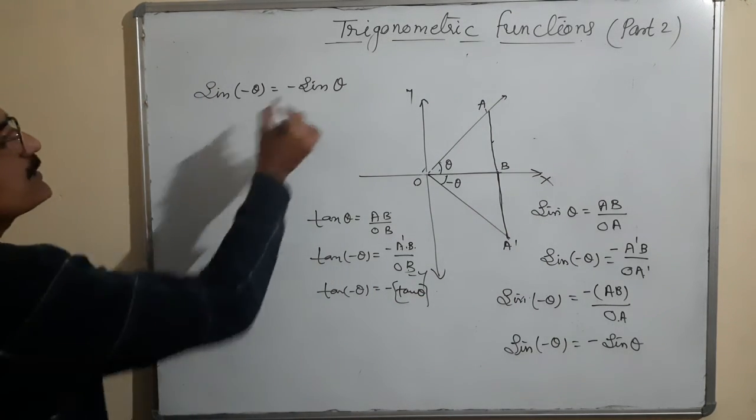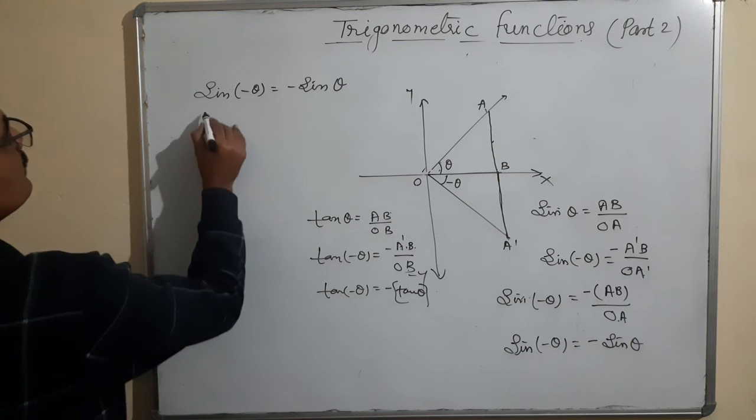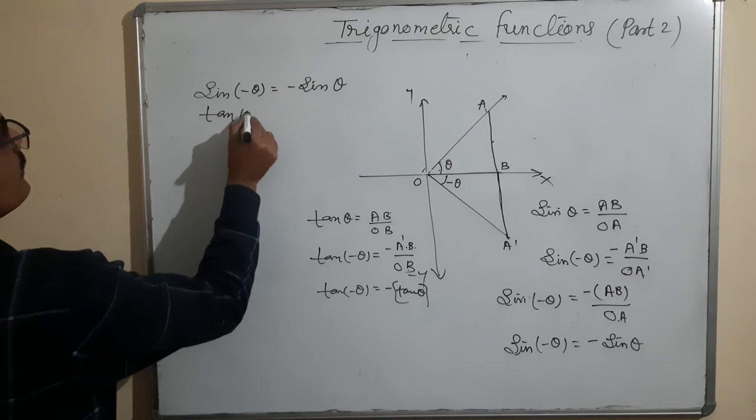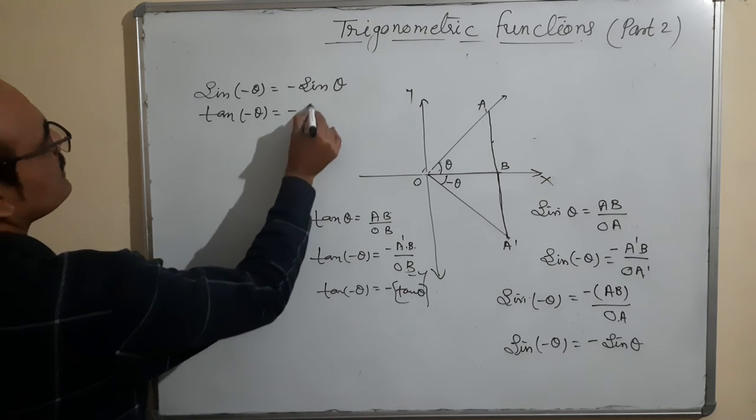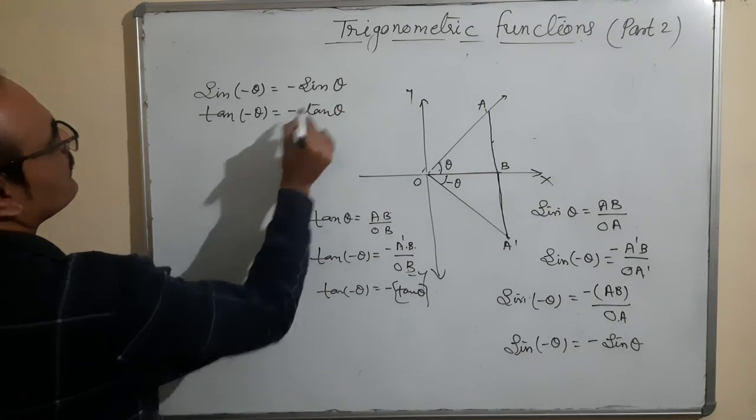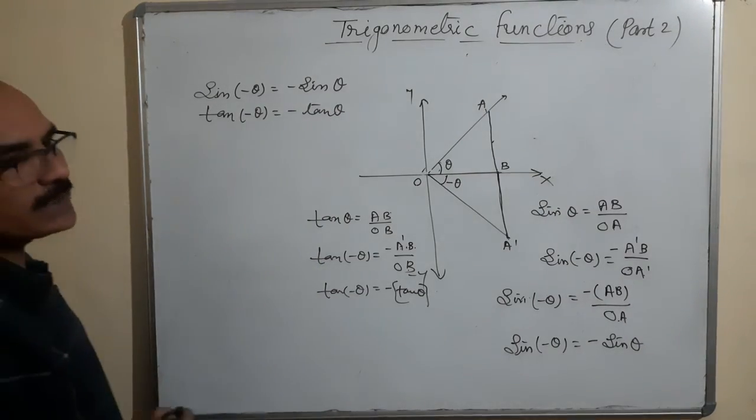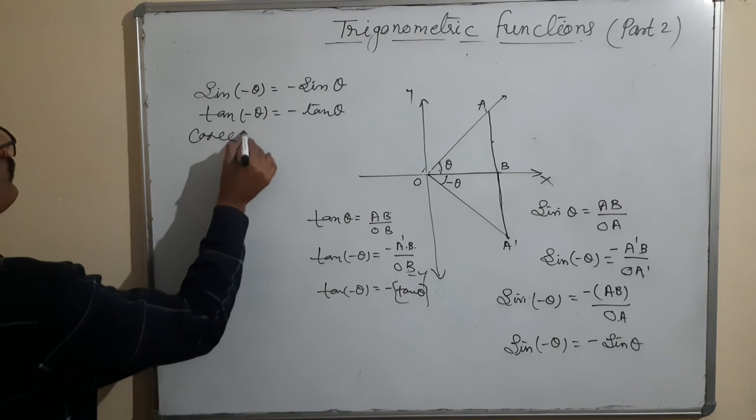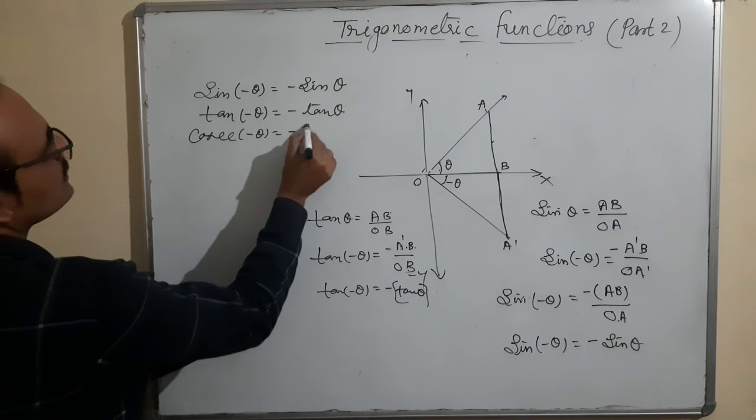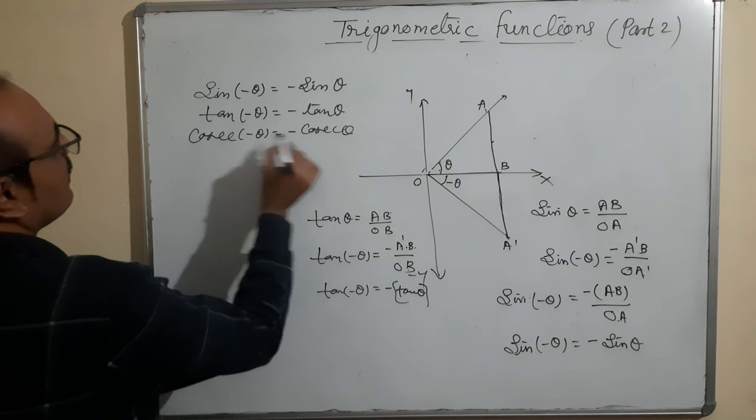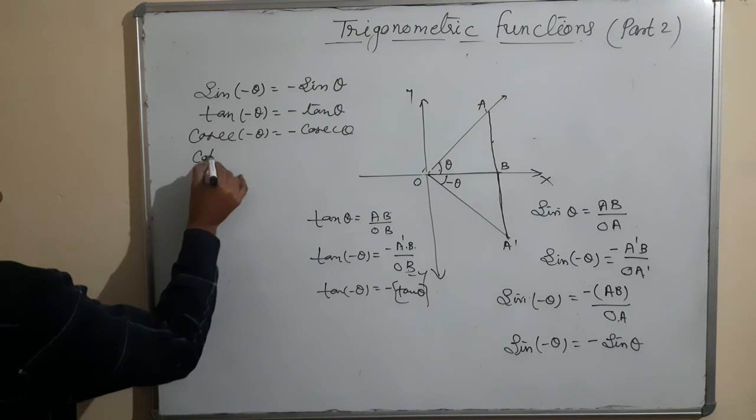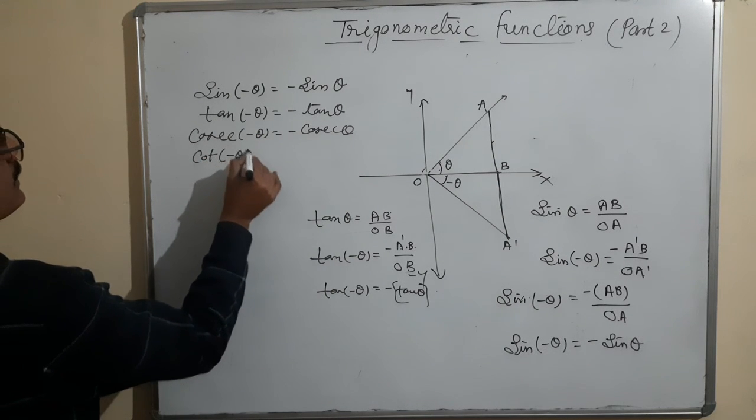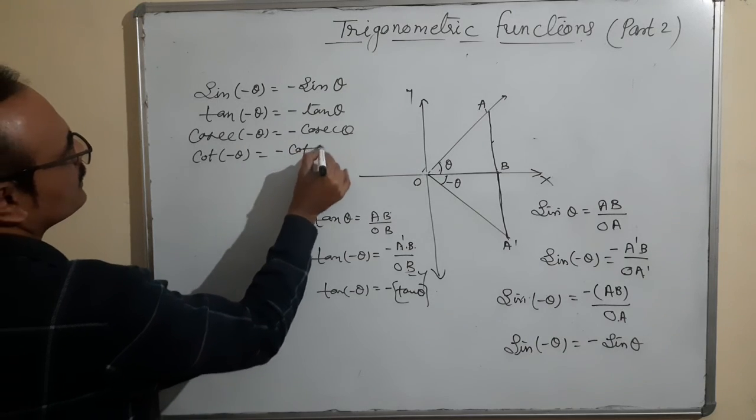So sine minus theta is equal to minus sine theta. Tan minus theta is equal to minus tan theta. If sine minus theta is minus sine theta, that means the reciprocal cosec is also the same. Cosec minus theta is equal to minus cosec theta. The reciprocal of tan is cot. Cot minus theta is equal to minus cot theta.